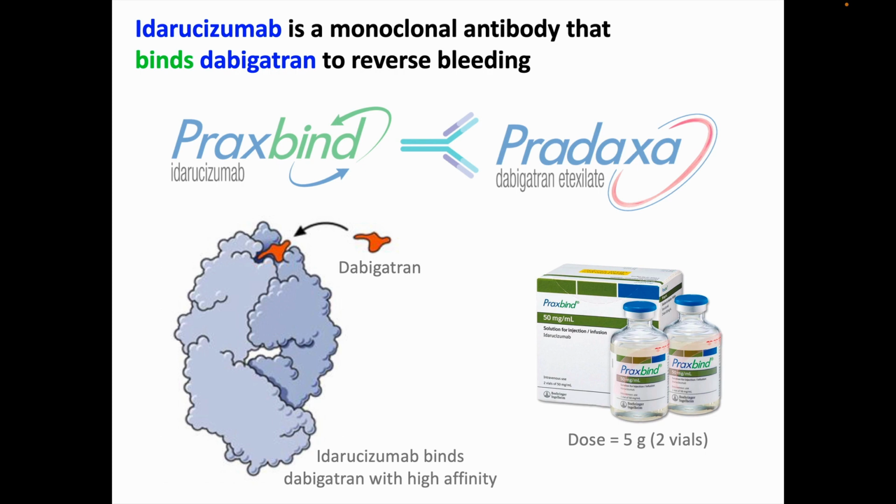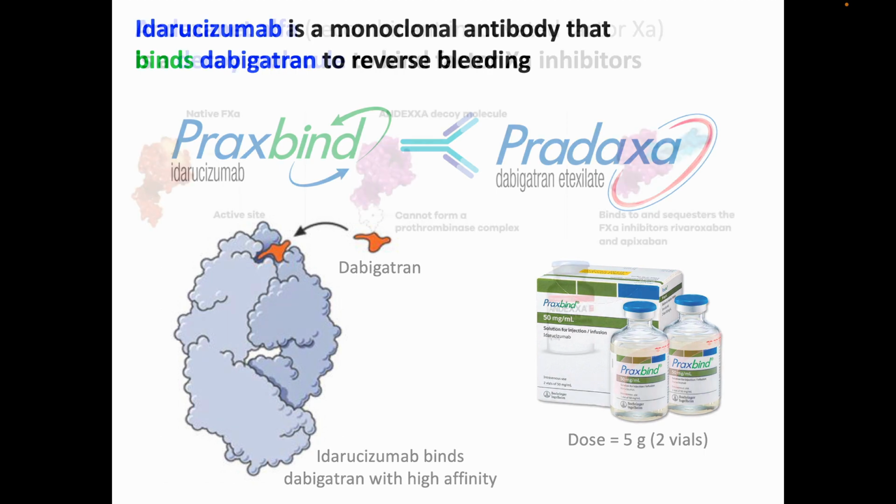A specific treatment for bleeding related to dabigatran is idarucizumab. Idarucizumab is a monoclonal antibody that binds up the dabigatran so it's no longer available to inhibit thrombin. The trade names here I think are helpful. Dabigatran is Pradaxa, so something that binds to Pradaxa is called Praxbind. The dose is 5 grams, or 2.5 gram vials.